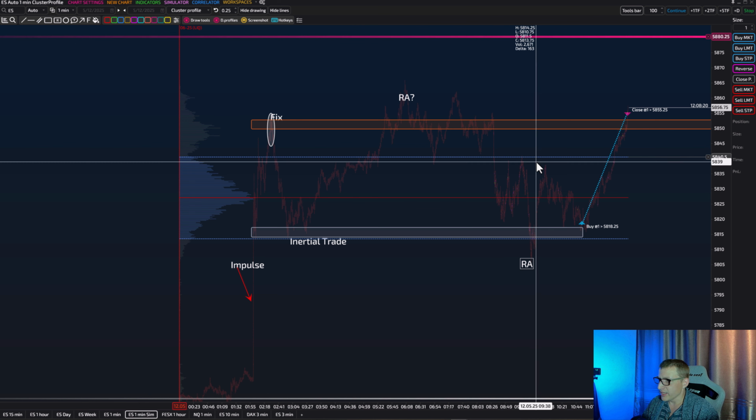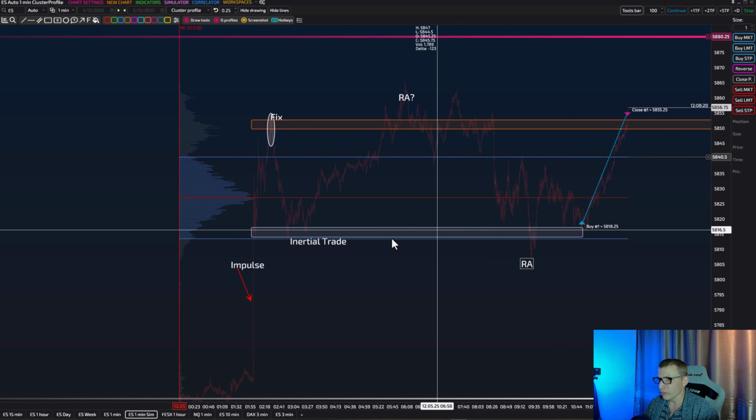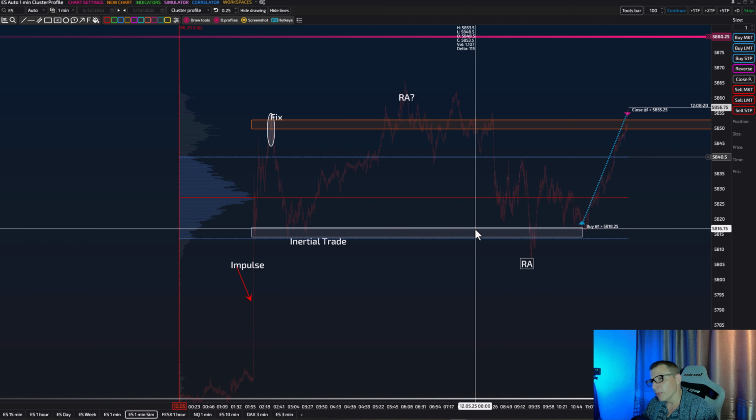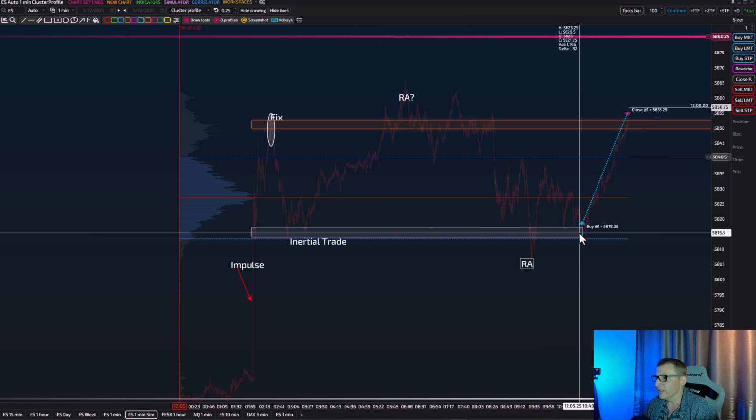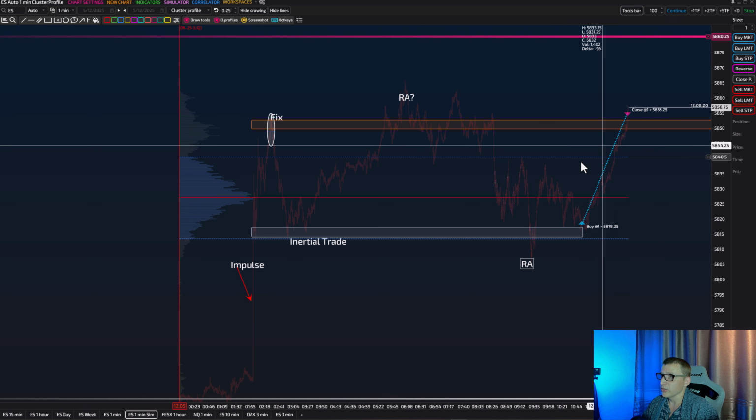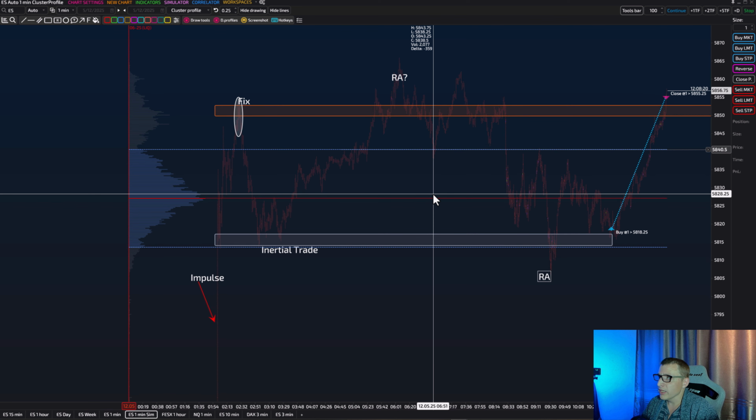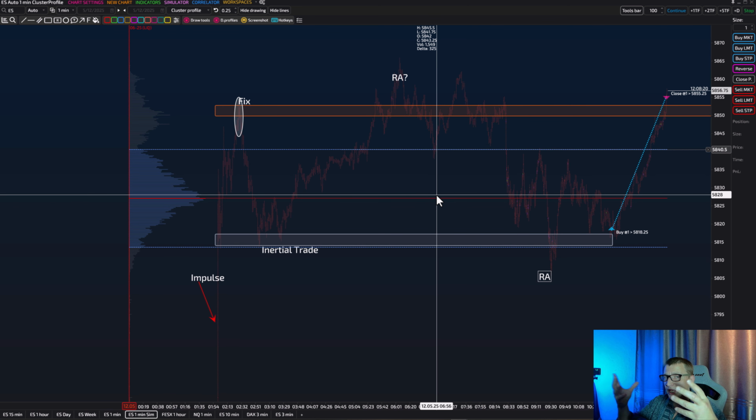Okay, next. Then I waited for the retest of this zone, of the zone of the bottom border of the balance, okay? And it happened here. And at the end of the 10th hour, I took a trade. Okay? Now, let me align all this with the framework.